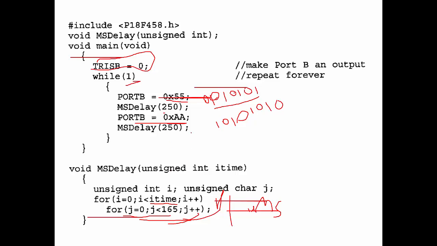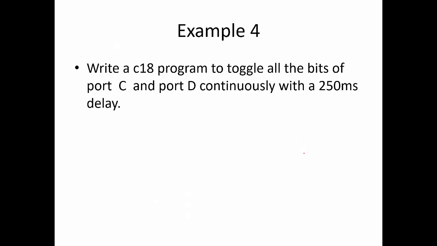So if I want to increase the delay from 250 to 500, what do I have to do? Instead of 250, I have to mention it as 500. So now the 500 millisecond delay is easily created in my program. So in this way, we can create the time delay using PIC microcontroller programming.